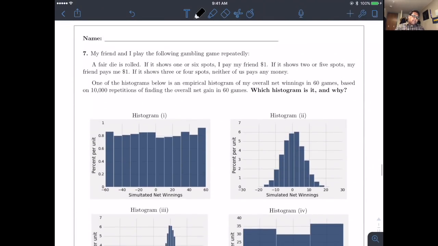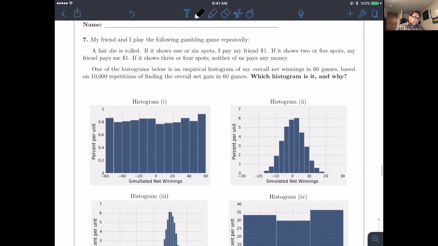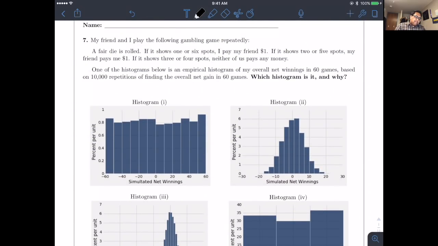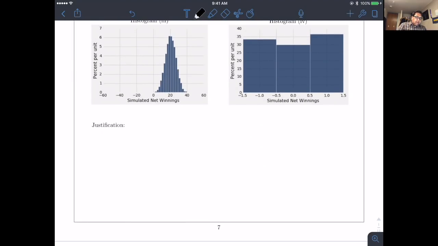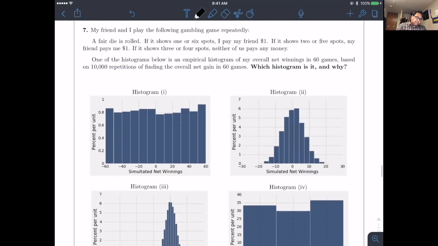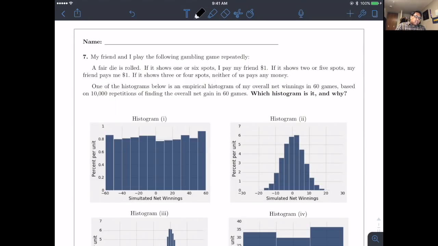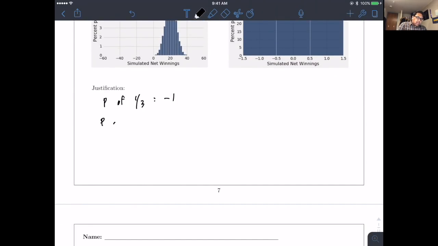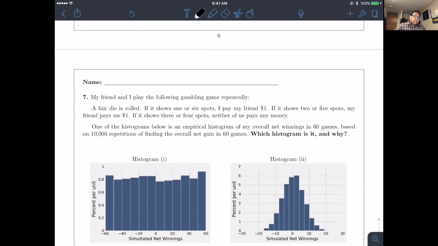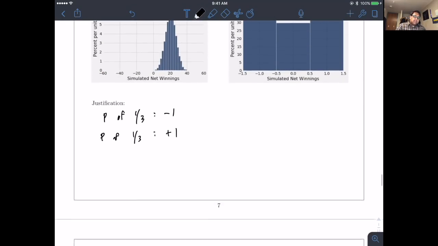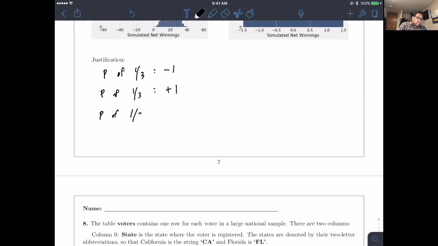On to number 7, which is a histogram analysis question. A fair dice is rolled. If it shows 1 or 6, you have to pay your friend $1. So with probability 1/3, you're going to lose $1. If it shows 2 or 5, you're going to gain $1, so probability 1/3 you gain $1. And if it shows a 3 or 4, nobody pays any money, so with probability 1/3 you're not going to gain or lose any money.